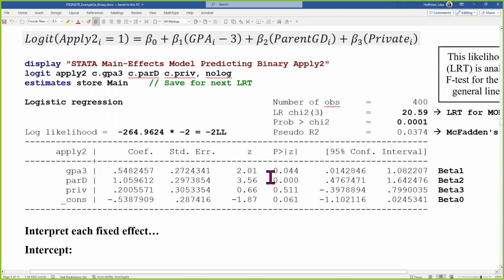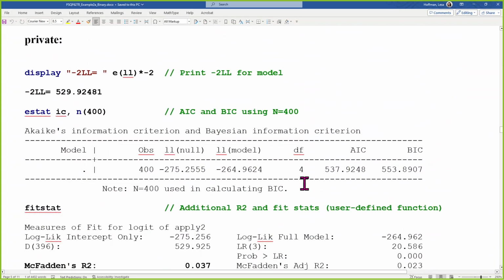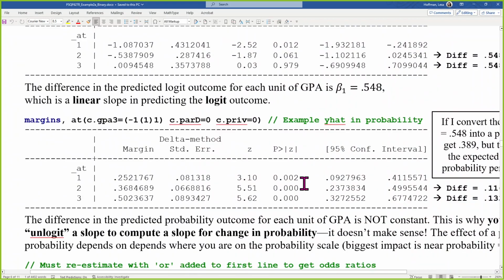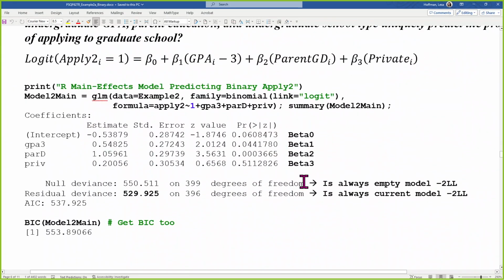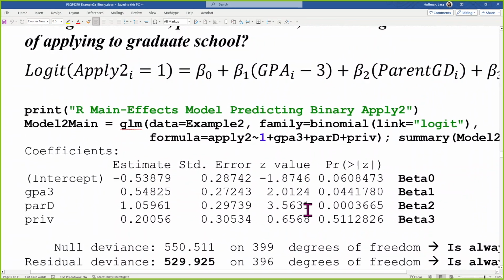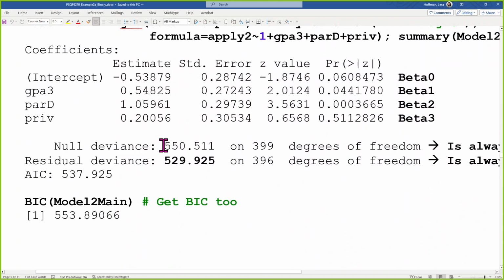Off section 2 of your homework. We did it in Stata before. Let's look at the R output instead. Okay. So this is an example of a logistic regression model. I am predicting the probability of applying to graduate school from my 3 predictors and looking at whether they each have significant effects uniquely after controlling for each other and in what direction.